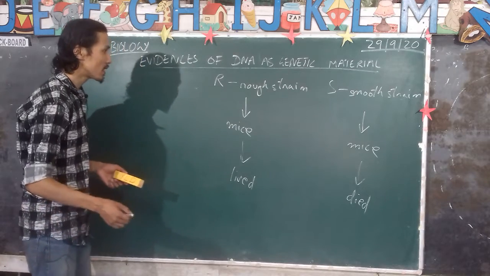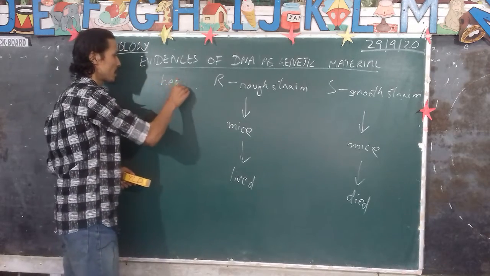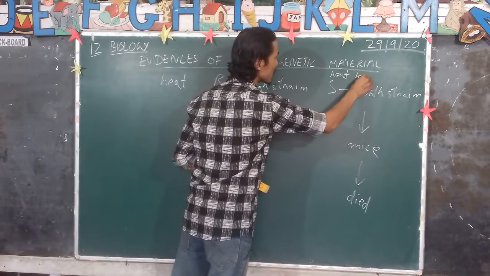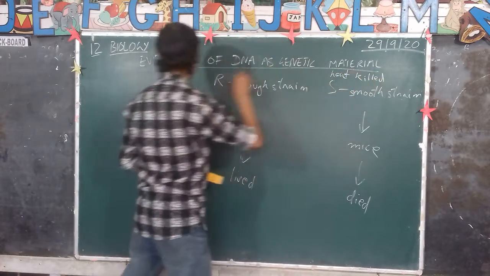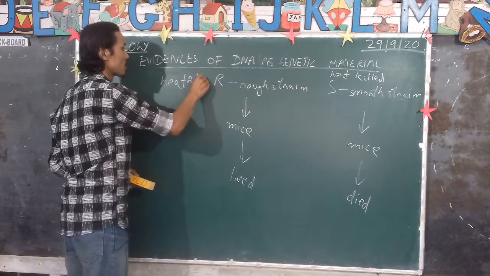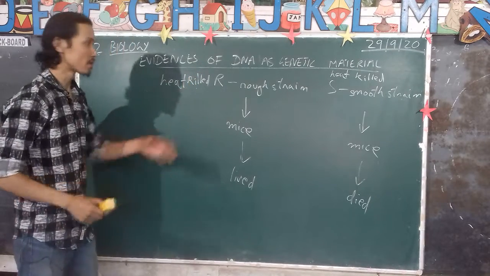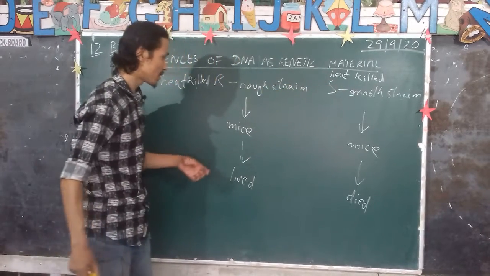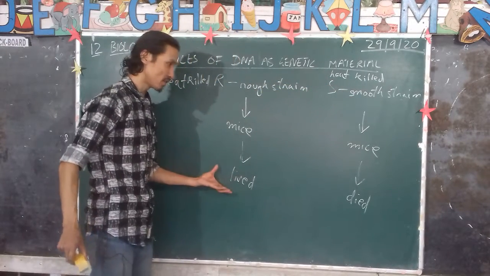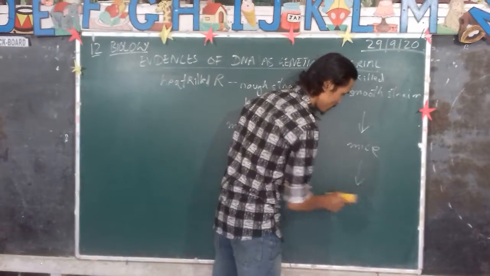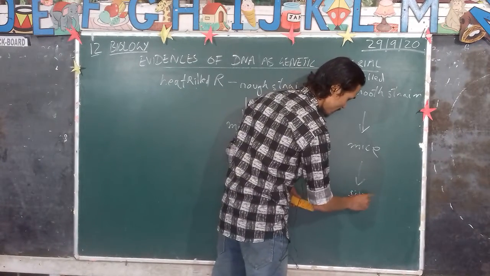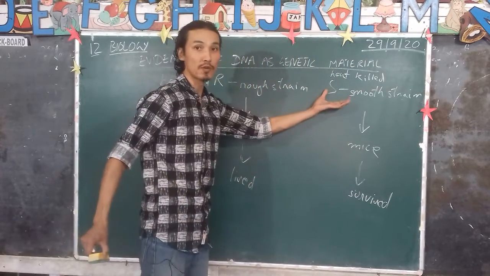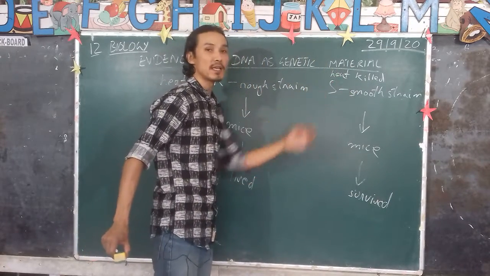Now, in the second case, heat killed rough strain and heat killed smooth strain were injected in mice. Again, the mice survived, because these strains are no longer living, as they have been destroyed by heat.